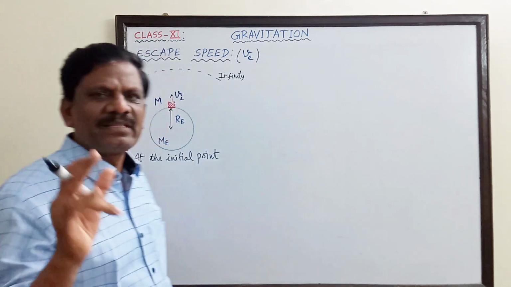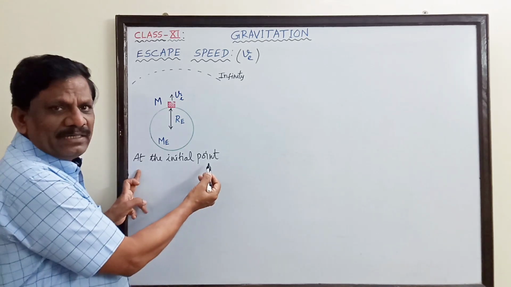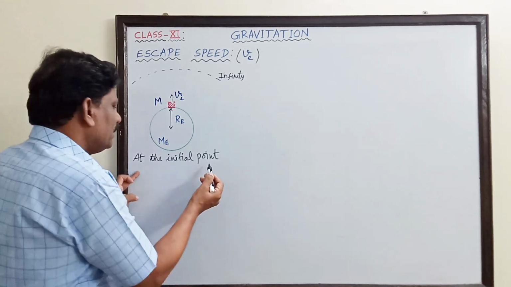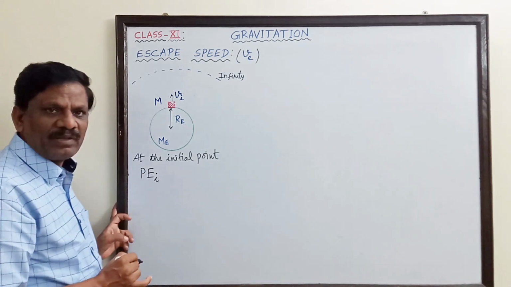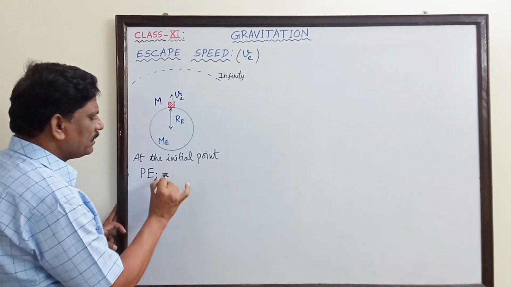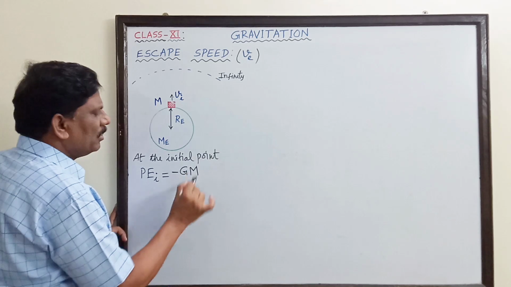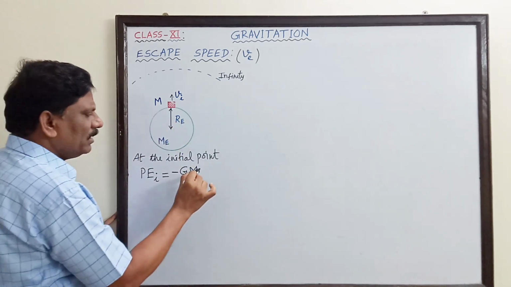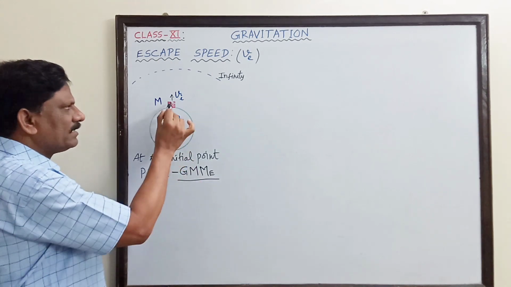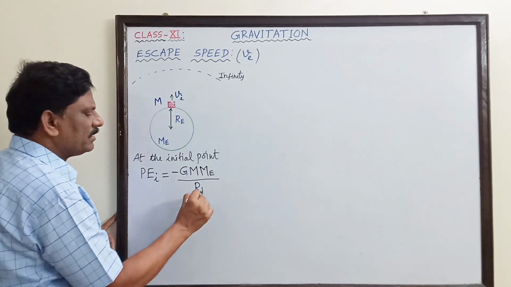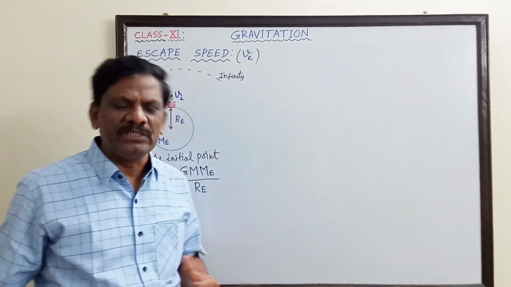So let us take the surface of the Earth as the initial point. Now at the initial point, that is on the surface of the Earth, what is the initial potential energy? Potential energy I means initial. So this is equal to minus of capital G into the mass of this body M into the mass of the Earth, divided by the distance of the object from the center, that is RE. So this is the initial potential energy.